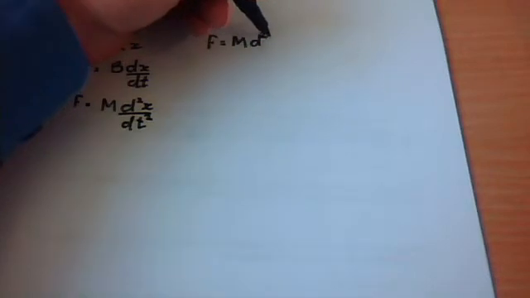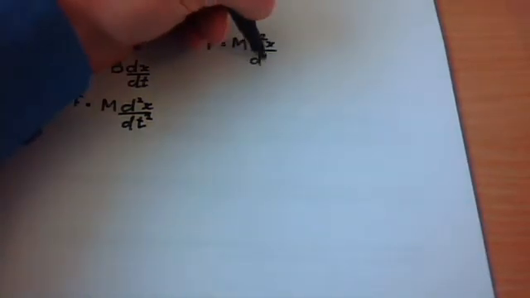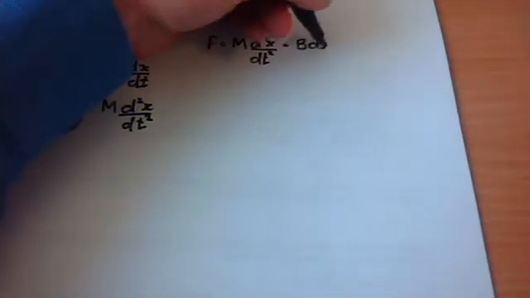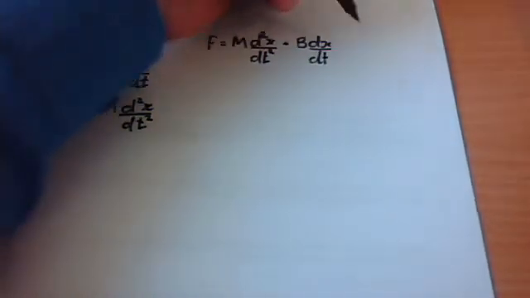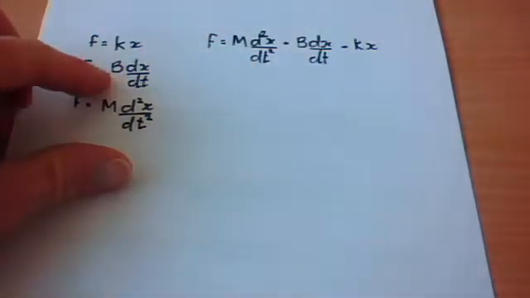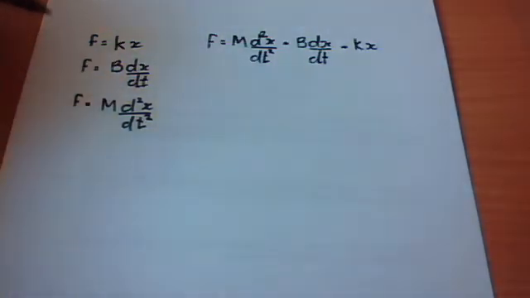So if we had to put those together, we can say that the total force F is equal to m d squared x by dt squared plus the damper b dx by dt plus kx. So that's what I want for part A.